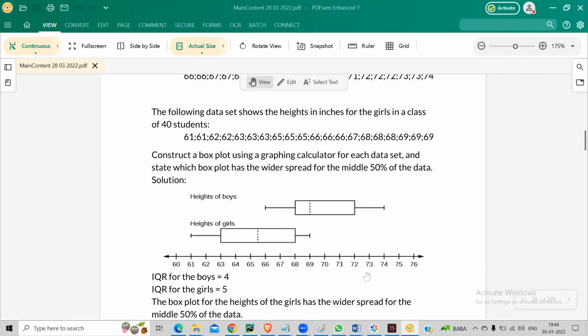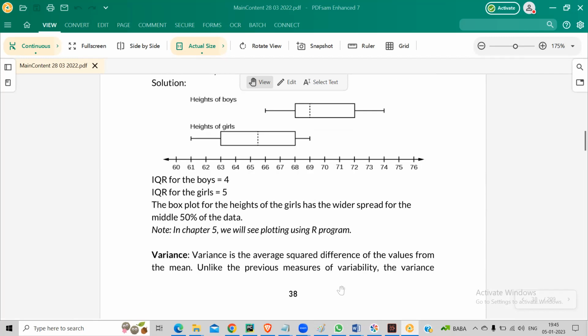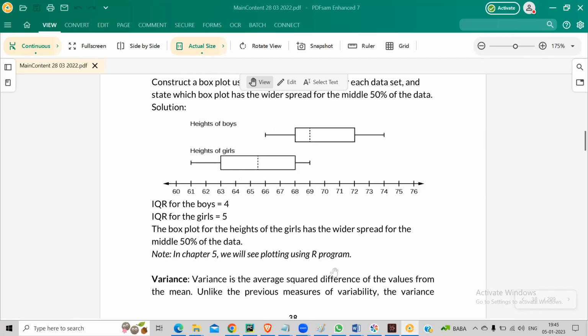On average, boys are taller than girls, right? And the IQR for girls is higher. IQR for girls is like 5 inches. So that means girls have higher variability in height than boys. Okay. So we have seen IQR and range.